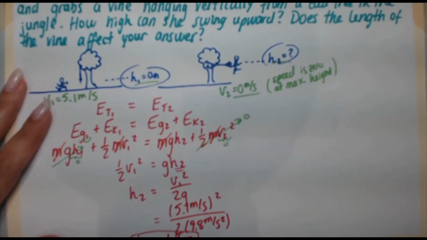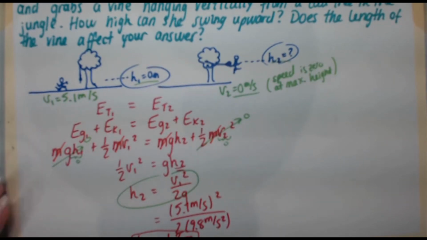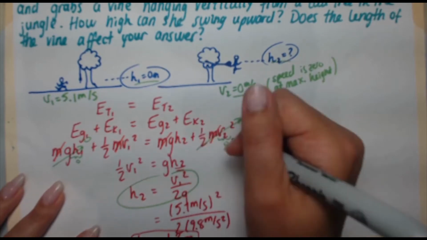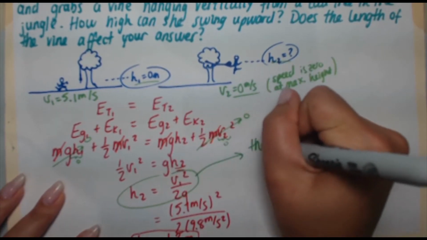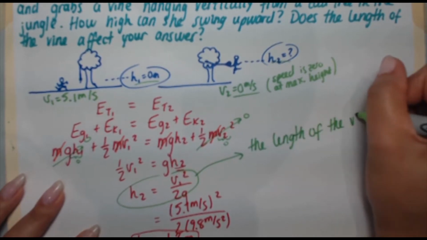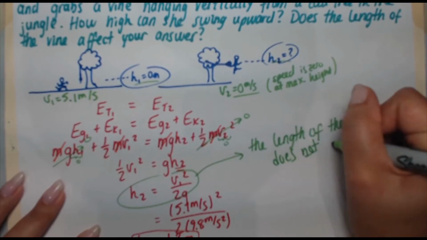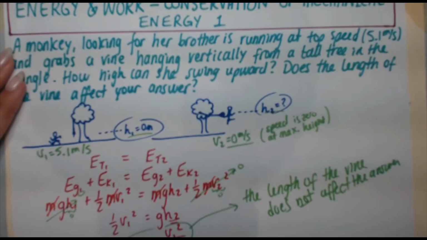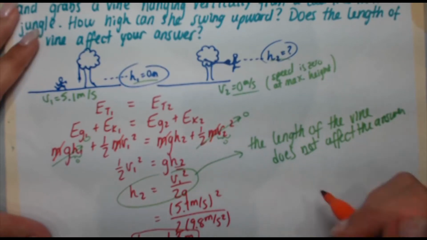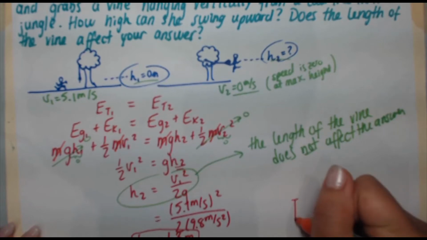Now, if you take a look at the expression where we found that, V1 squared over 2G, that has nothing to do with the length of the vine. So what we can say is the length of the vine does not affect the answer. But there is a caveat to that. Just think about it logically. You can reach a maximum height of 1.3 meters, so if you reach a height of 1.3 meters, then you're about here.